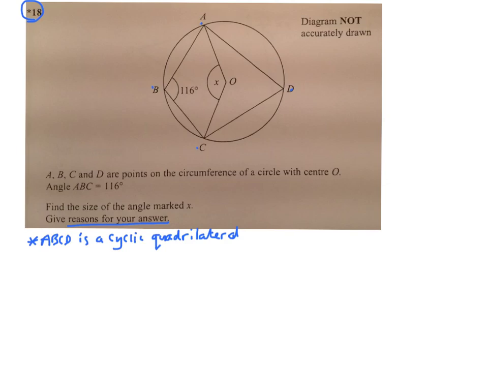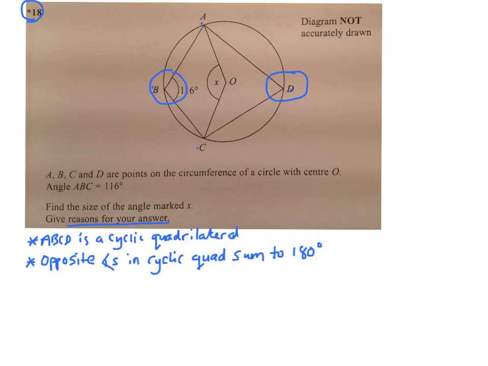Now we also know that opposite angles in a cyclic quadrilateral add up to 180 degrees. And that means that this angle plus this angle equals 180 degrees, so we can now work out what that angle is. So 180 minus 116 gives us 64 degrees. We also know that the angle at the centre is twice the angle subtended on the circumference. This is one of our circle theorems.